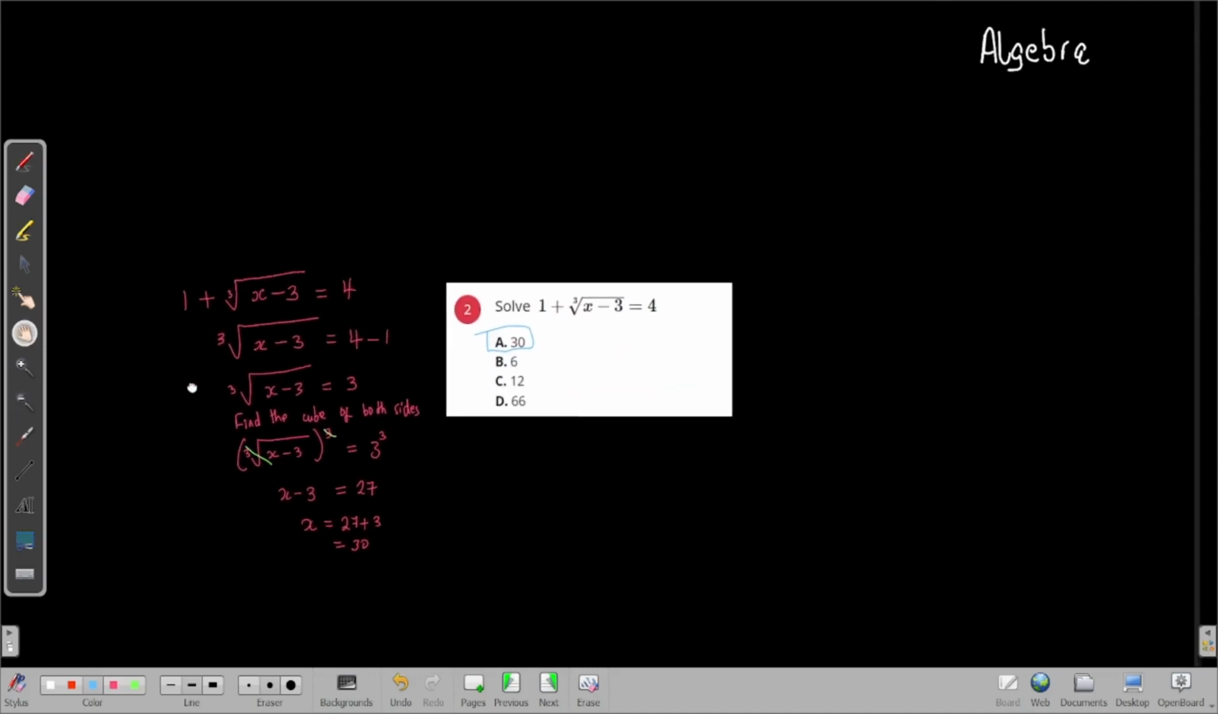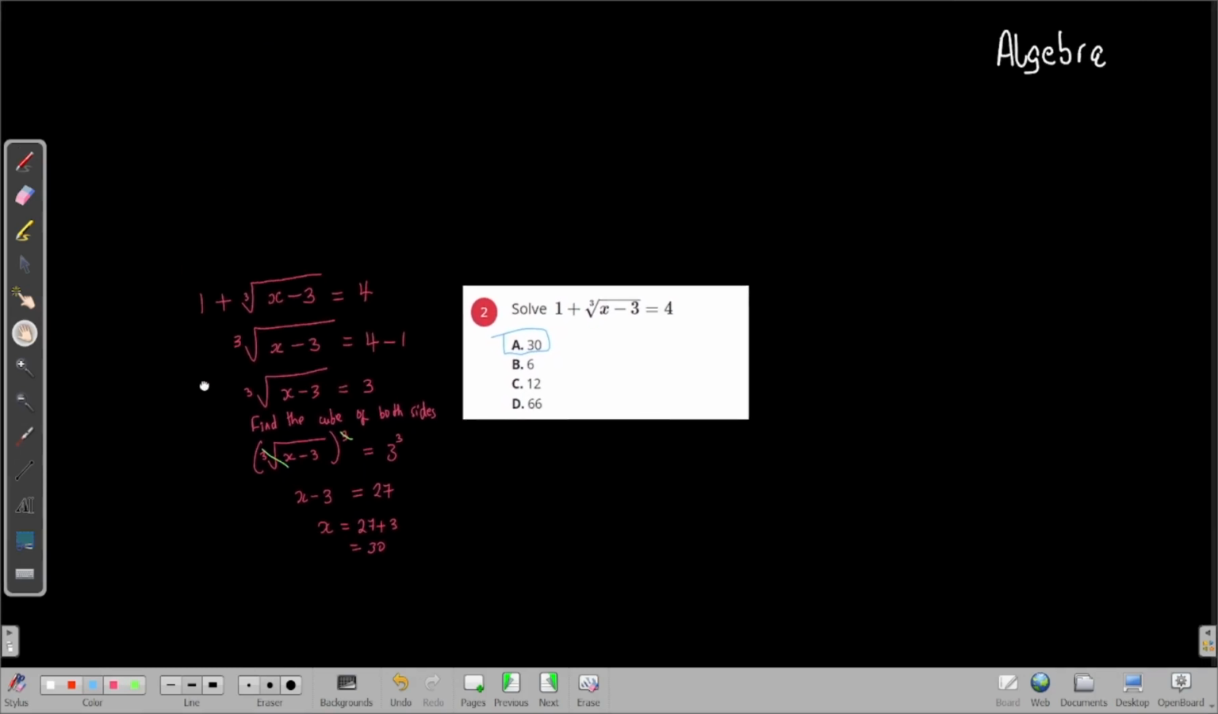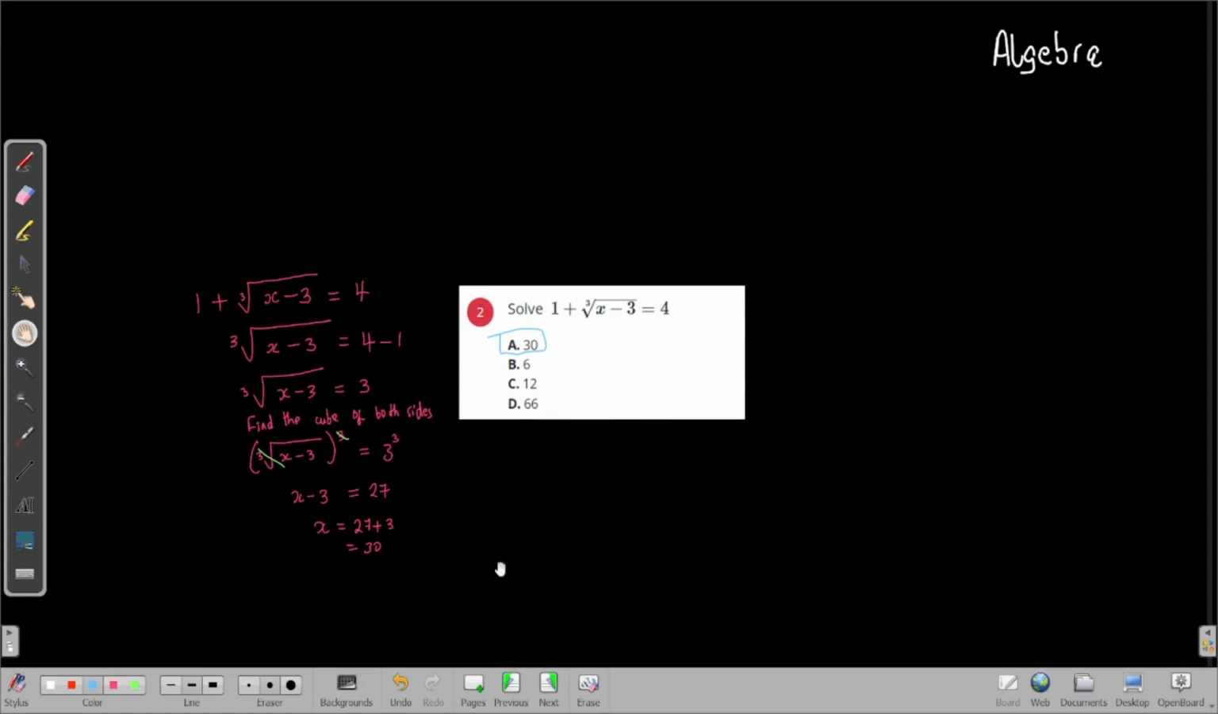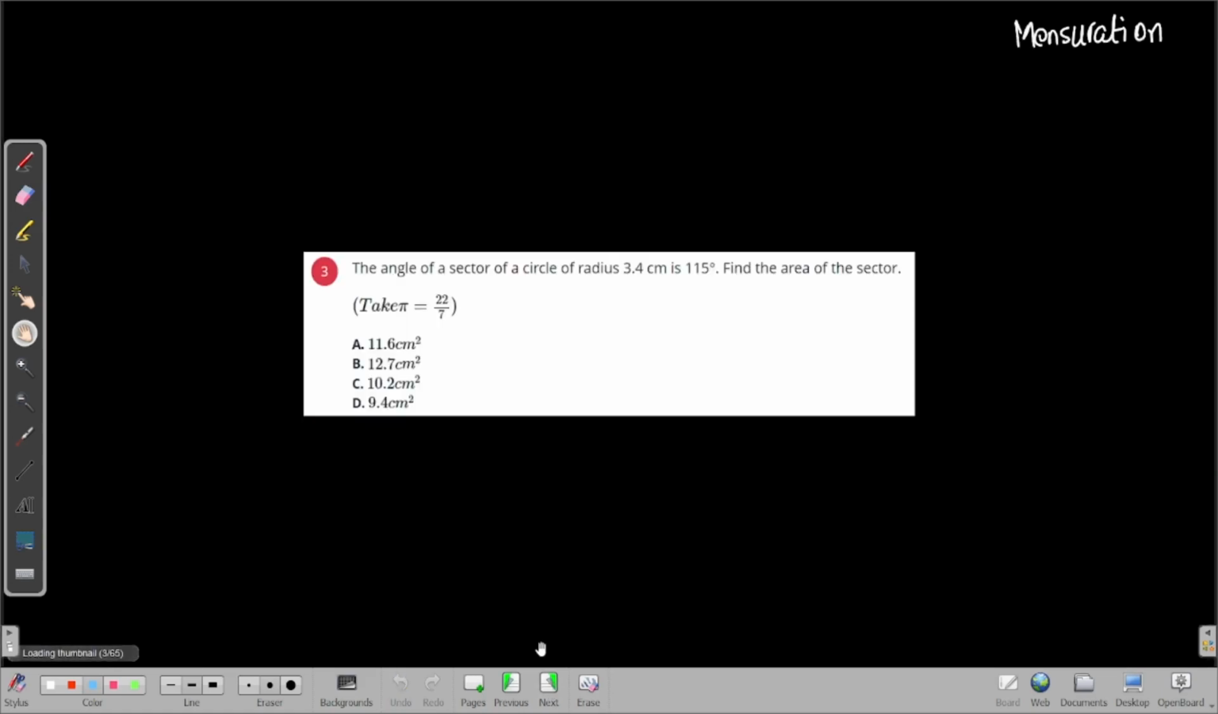Shade very well, get a good pencil. Don't let that hinder you, because a computer will be the one to mark your script, so you don't want that to stop you from getting perfect scores.